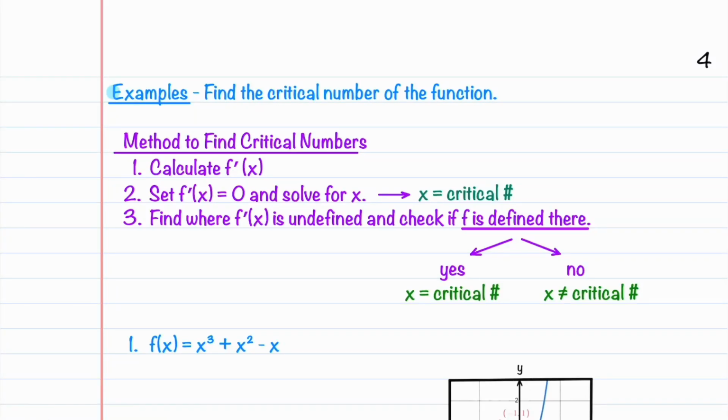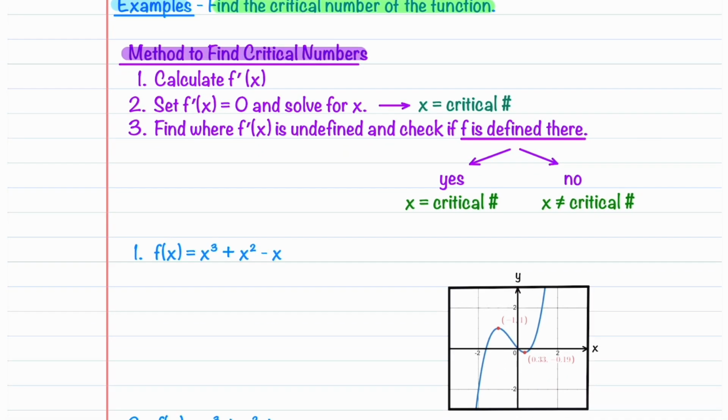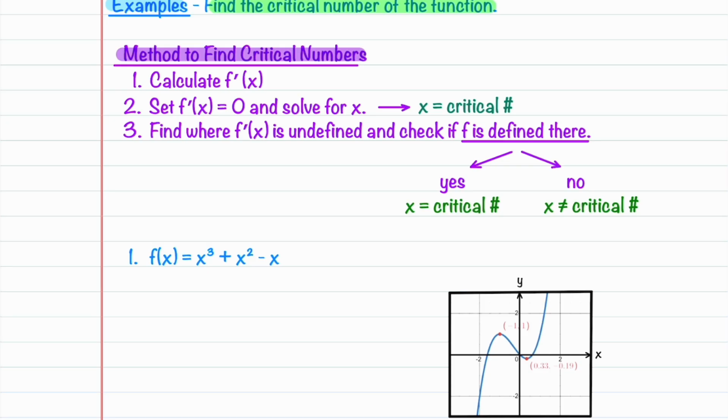We're going to walk through some examples where we are going to find the critical number of a given function. I've written down a method that we can follow just to make things easier. The first function that we're going to find the critical numbers for is the function f of x is x cubed plus x squared minus x.